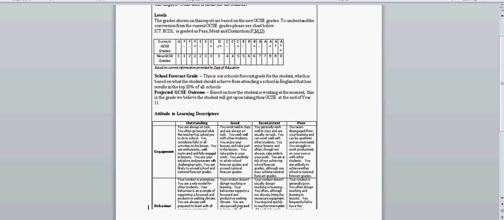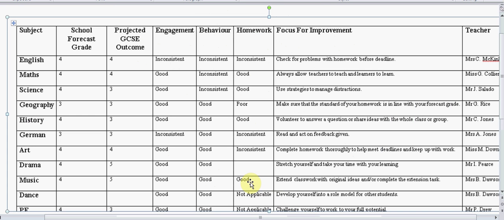Okay, going back to the inside of the report. I've talked a little bit about engagement, behaviour and homework already. That's the attitude to learning descriptors. You can go and read off what the inconsistent and poor means. It's also outstanding. Unfortunately, this student doesn't appear to have any outstanding judgments here. We have the focus for improvement. This is what the teacher believes a student can best do to improve the work they are doing in lessons, and it's worth having a read through those and discussing them with the student. You may also want to talk to those should you come in for parents' evening as well.